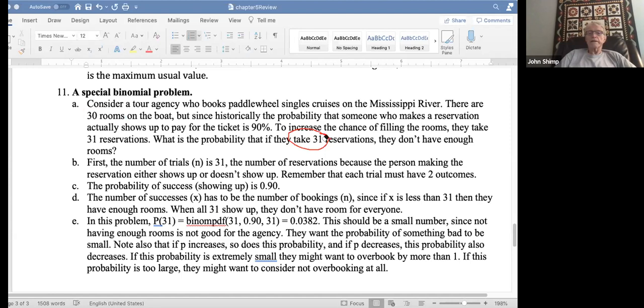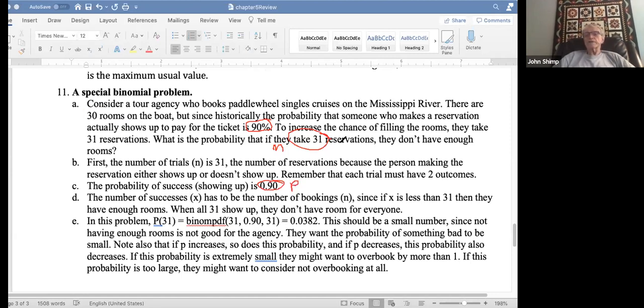I'm going to get rid of that. Here's our number of trials. So trials, I'm going to call it n. Number of trials is 31. And we know that the probability that somebody shows up once they make a reservation is 90%. So this 90% is the probability. We'll call this 90% p.